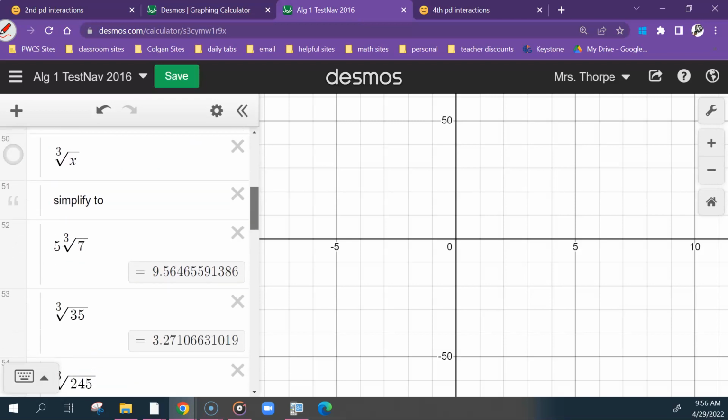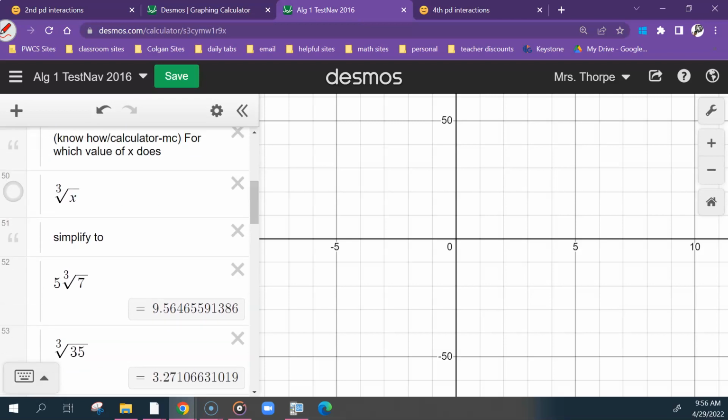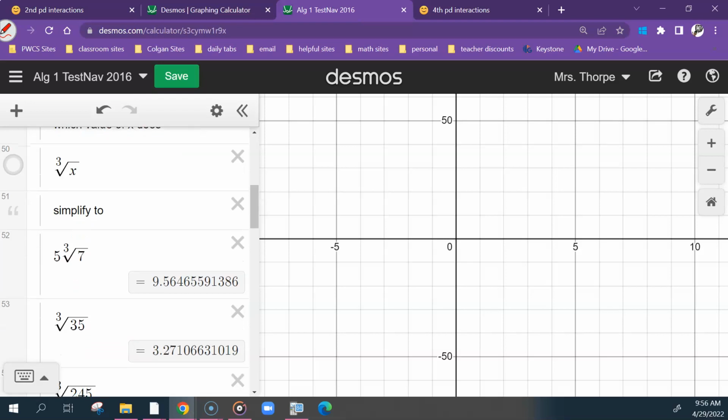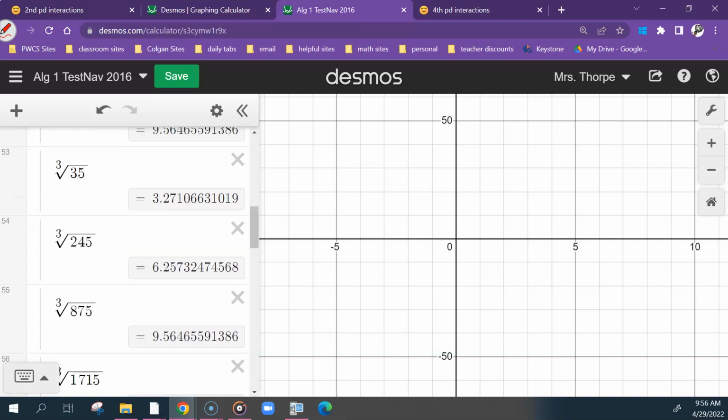On 7, you could put each of the answers in for the cube root and see which one gives you the answer. You can put each number in and see which one matches, and there's only one that matches. So I put the original 5 times the cube root of 7, and then I put the cube root of each number and saw which one matched. So it should be answers with values of that.